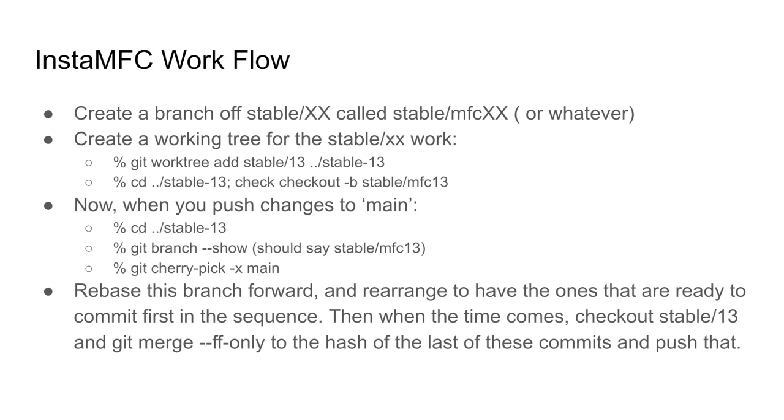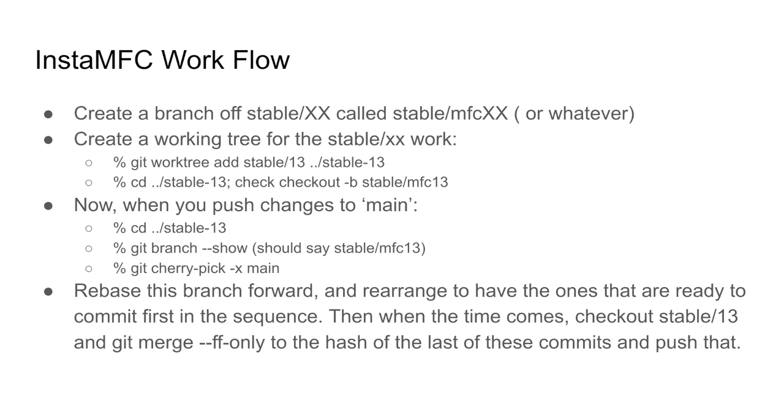So, to set this up, you create a working tree. I have a working tree for stable 13, stable 12. I even have one for stable 11 still, although I don't really merge much to it. As soon as I make a commit to main, I cd over to this working tree and make sure that I'm on the stable MFC branch, and then I just cherry-pick main. Main is a perfectly good name to use. It refers to the tip commit on main, and so when I cherry-pick it, it's this commit that I've just done.